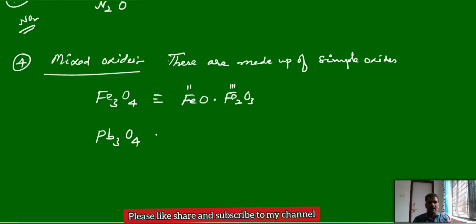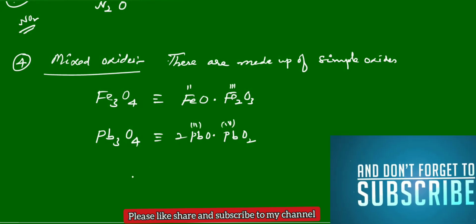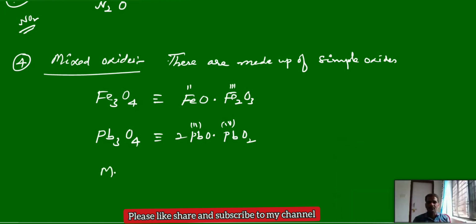And the second one, Pb3O4, this is called red lead. Again, it is equivalent to 2 PbO and PbO2, simple oxides. See, here lead is in oxidation state 2 and here lead in oxidation state 4. It's satisfied. And manganese oxide, Mn3O4. Again, here manganese is present in 2 oxidation states, +2 and, just like magnetite Fe3O4, Mn2O3 in +3 oxidation state. These are the mixed oxides.